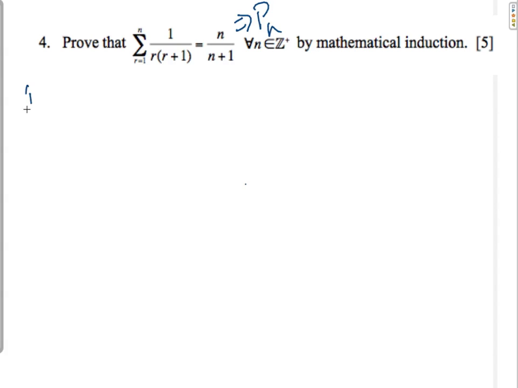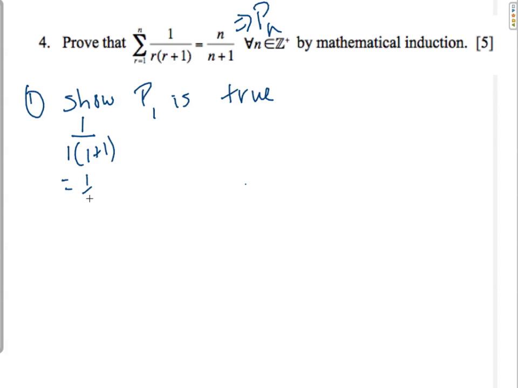Okay, so step 1, show P sub 1 is true. That means my n value is 1, so I'm going from r equals 1 to 1. I'm just going to have the first term, which is 1 over 1 plus 1, which is equal to 1 over 2. The other side of the equation, the right-hand side, is 1 over 1 plus 1, which is a half. So it is true for P1.